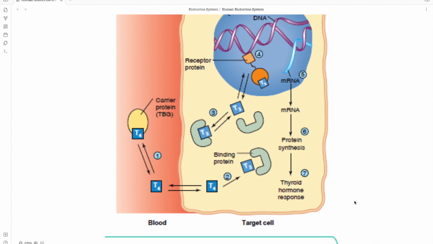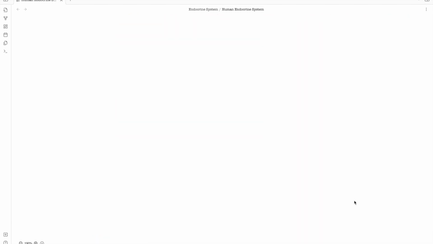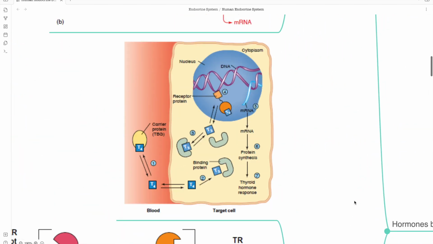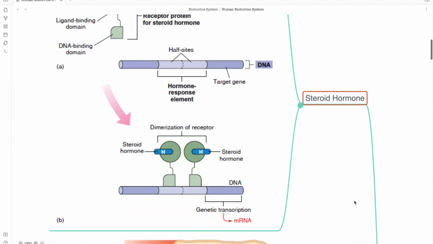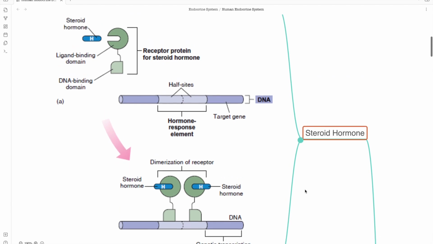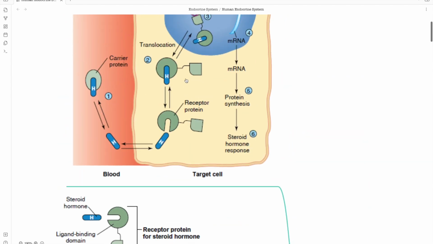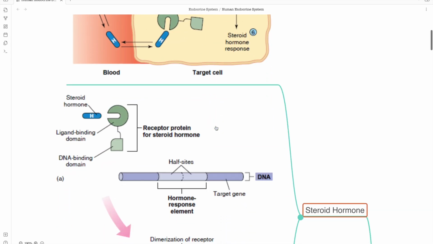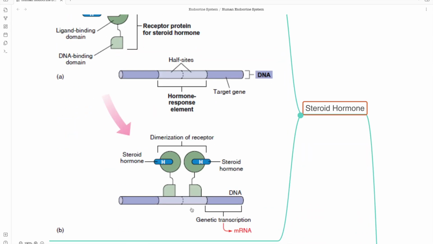Okay, so it's better to compare the steroid hormone and thyroid hormone receptors and see how they work. So for steroid hormone receptor, we can say that there is no change in the hormone itself. The receptor is actually present in the cell cytoplasm. The hormone receptor complex enters into the nucleus. It causes homodimerization and it is bound with the DNA as a homodimer.